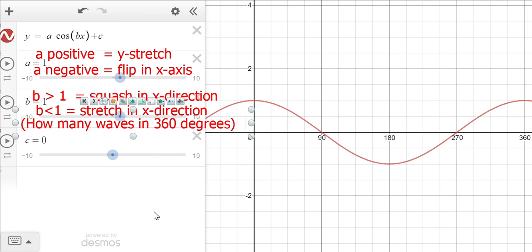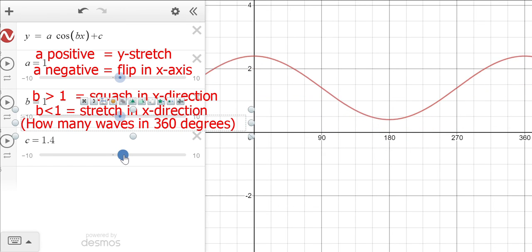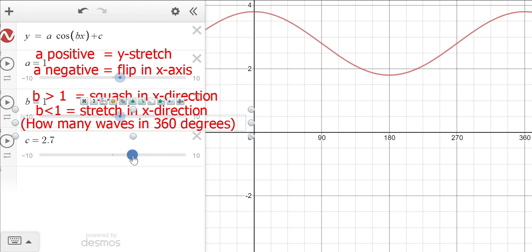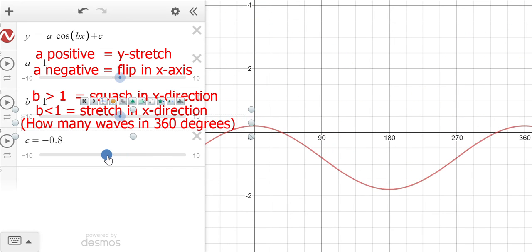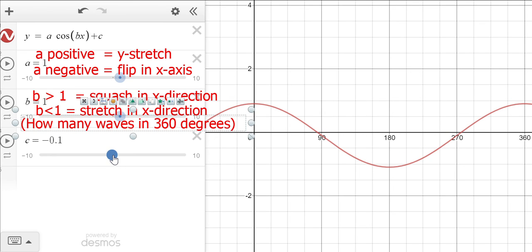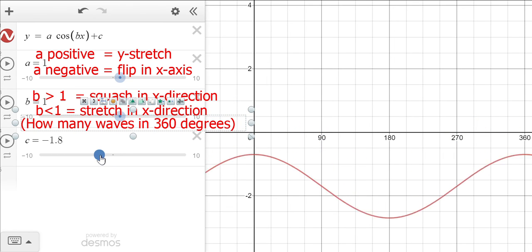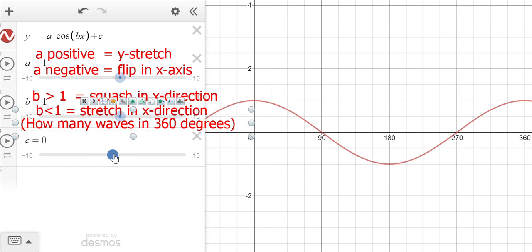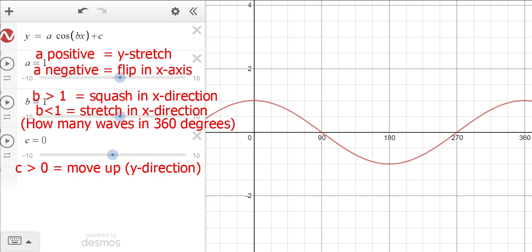Let's reset for our final one. Okay, so this time we're adding something on the end. Let's do that. We can see as I make c bigger and bigger, positive, our graph moves up. And at 0, our graph is its normal. If we make c negative, our graph moves down. So this value that we're adding and subtracting on the end either moves our graph up in the y direction, or if it's negative, it moves our graph down in the y direction.